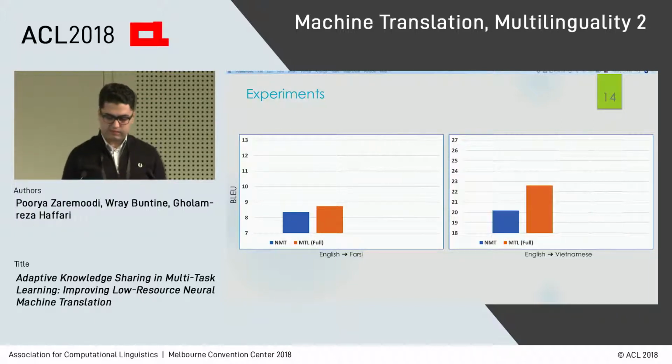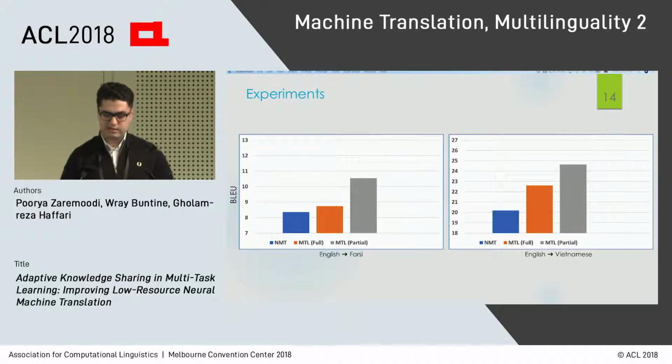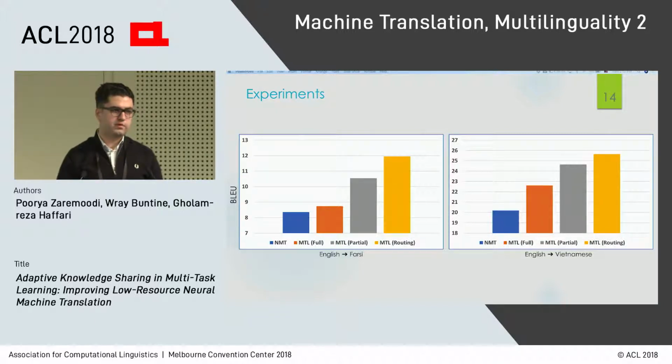This is the multitask model, in which we use the full parameter sharing scenario. In this scenario, we either share a component or not share a component. This is the result for the multitask model when a fraction of parameters inside each component are shared. And here is the result for the proposed multitask model, which has a routing mechanism.